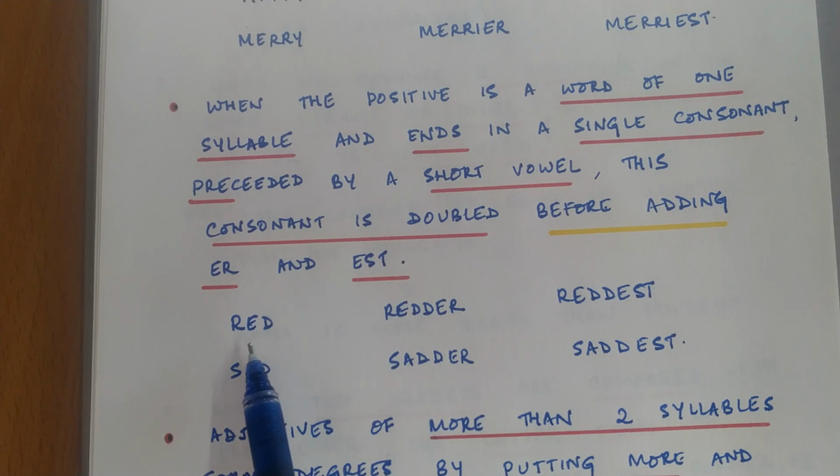Take the example of red. It is ending in a single consonant. It is preceded, that means before D is coming, a short vowel. What are vowels? A, E, I, O, U.